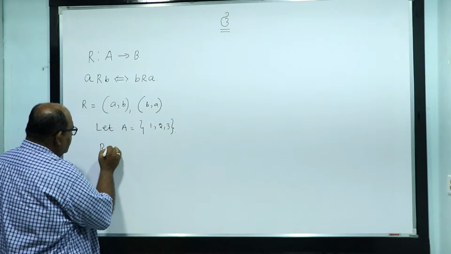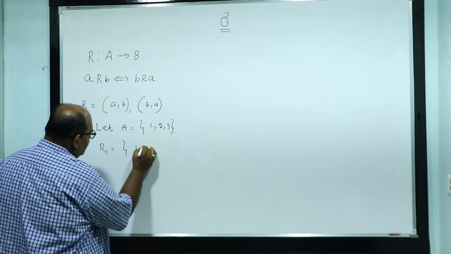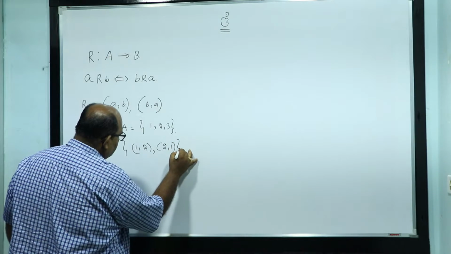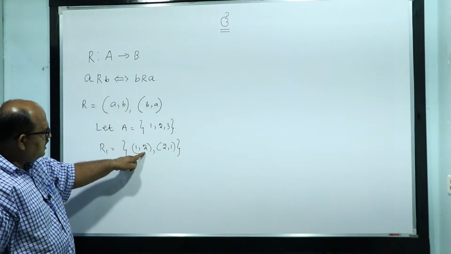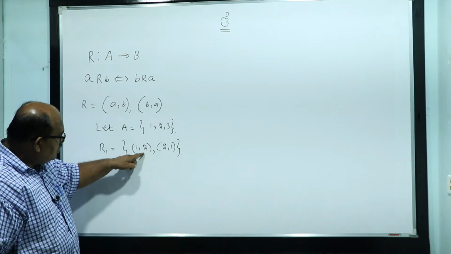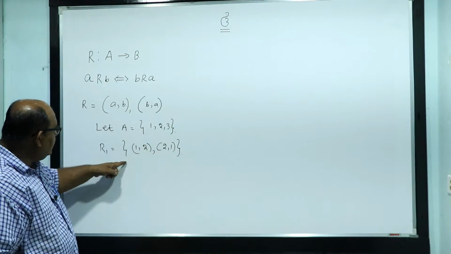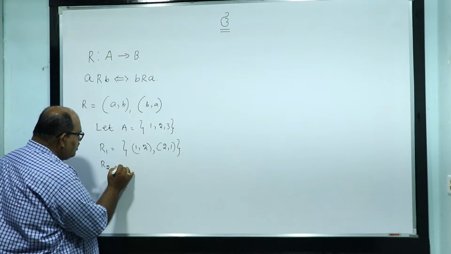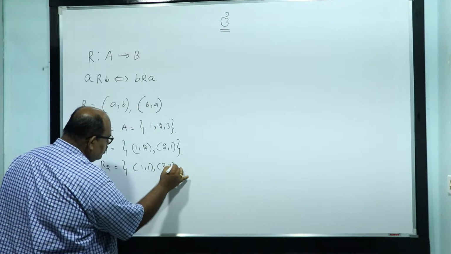Let us consider a relation R1 = {(1,2), (2,1)}. This is symmetric because if (a,b) is present, then (b,a) is also present. If (1,2) is present, then (2,1) must be present to be symmetric. Similarly, consider another relation R2 = {(1,1), (2,2)}.